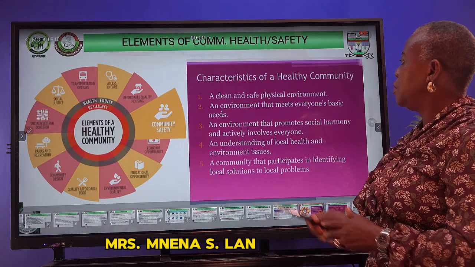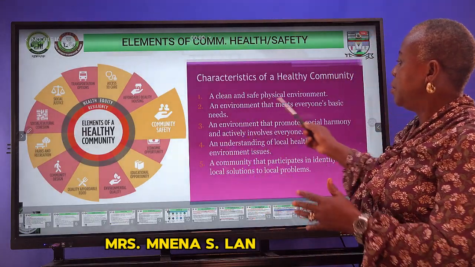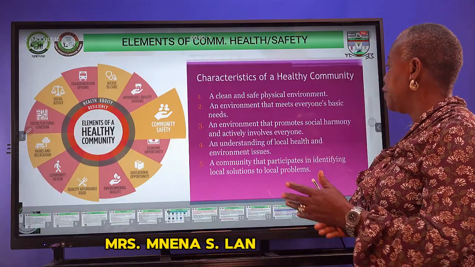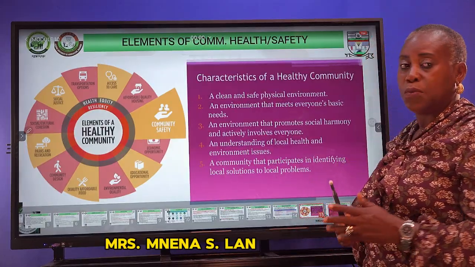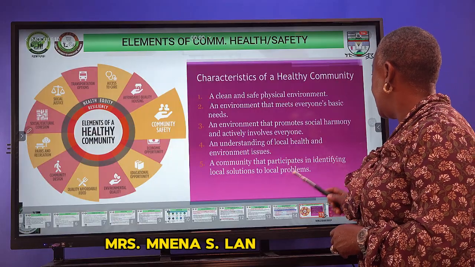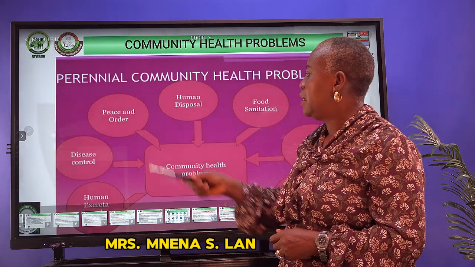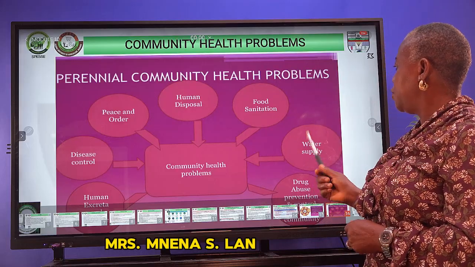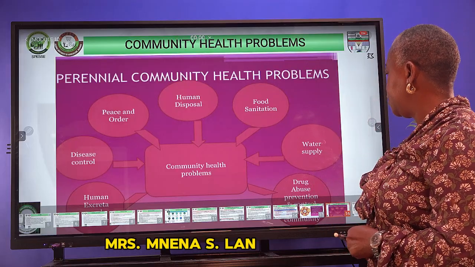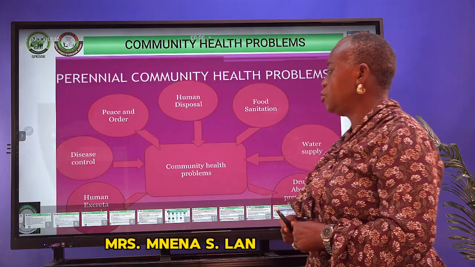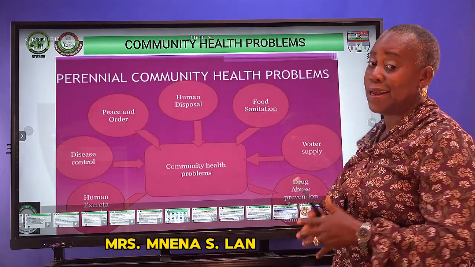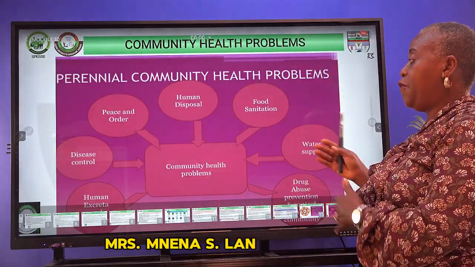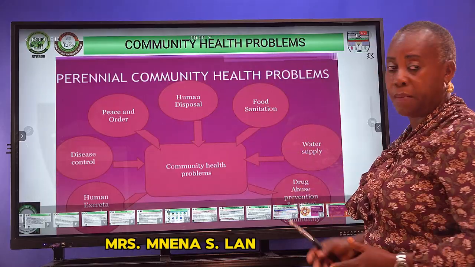So we need to know what a healthy community is, or what we should expect in our communities. It must be clean, safe, free of all issues that will limit productive outcomes. Some of the common community problems we have are peace and disorder, human and waste disposal, food security and sanitation, water supply, drug abuse, and disease control or disease prevention. These problems are things we face in our communities. They may be more in one place or fewer in another place, but overall, some of them affect our communities.